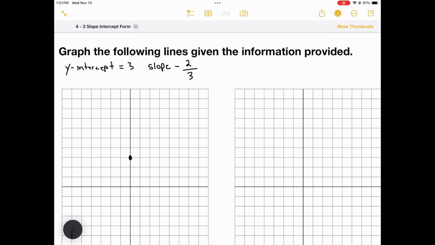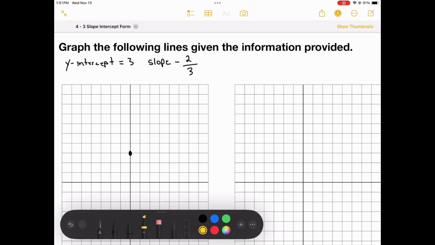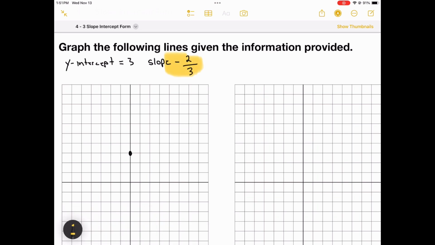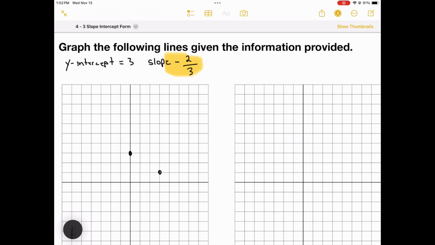And my slope is going to tell me the direction in which I'm going to move. Since it is a negative slope, you can see this negative right here, I am going to go down and over. So I'm going to go down 2 over 3. There you go. I can do it again, or actually, since it's a negative slope, I can go up 2 and back 3. Put a point right there and graph the line.